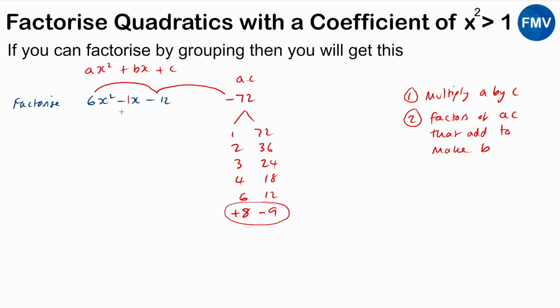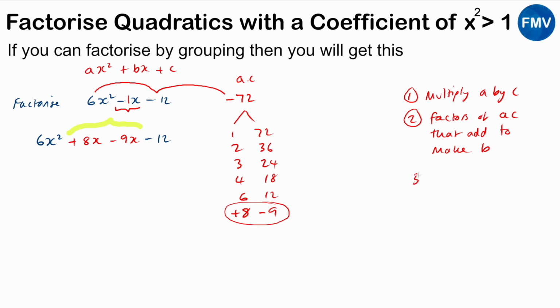So what we do now is we replace the -1x with +8x minus 9x. If I rewrite the 6x squared, now we replace this with +8x minus 9x, and we put the -12 on the end. Hopefully you can see that is exactly the same.